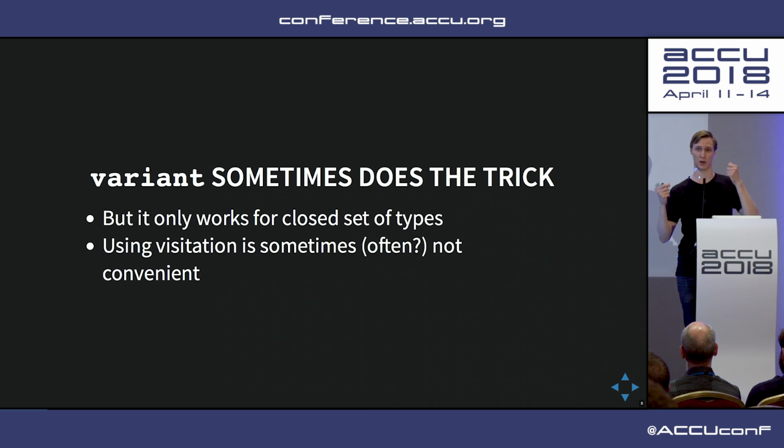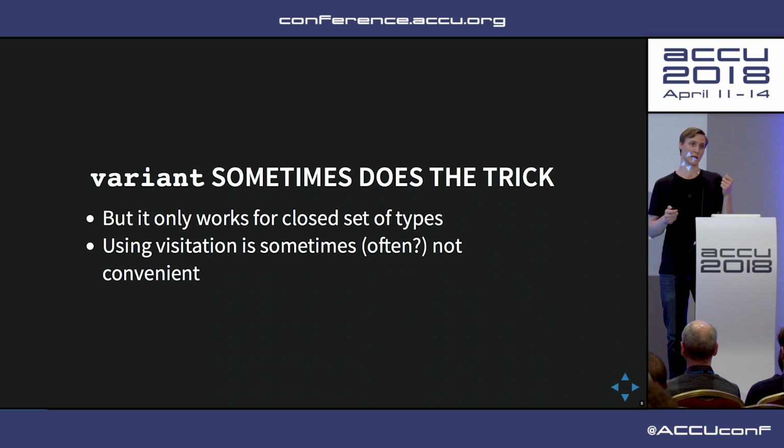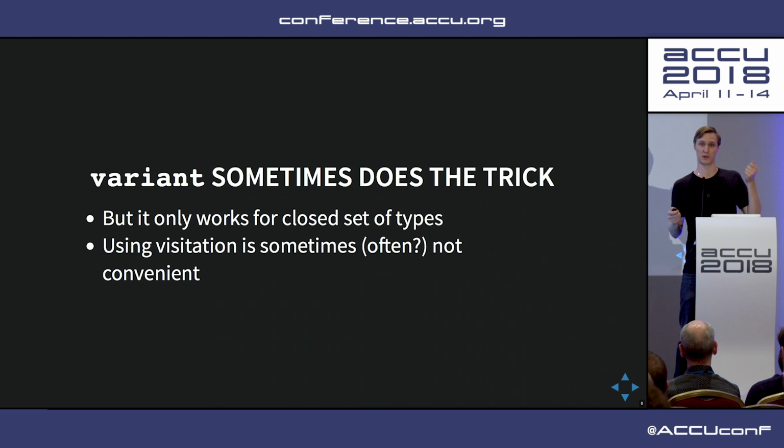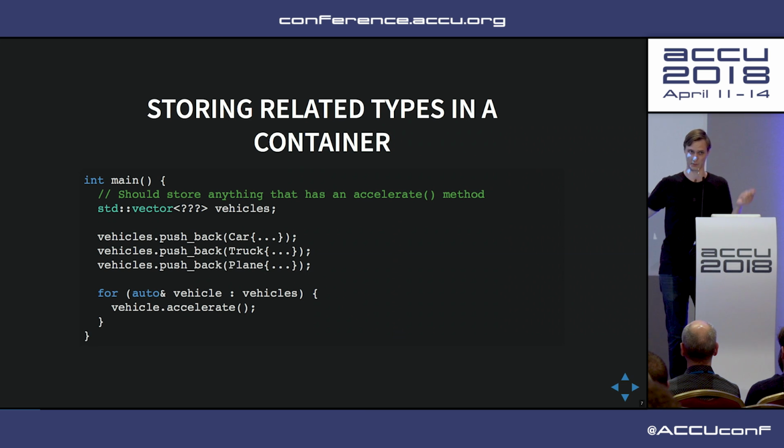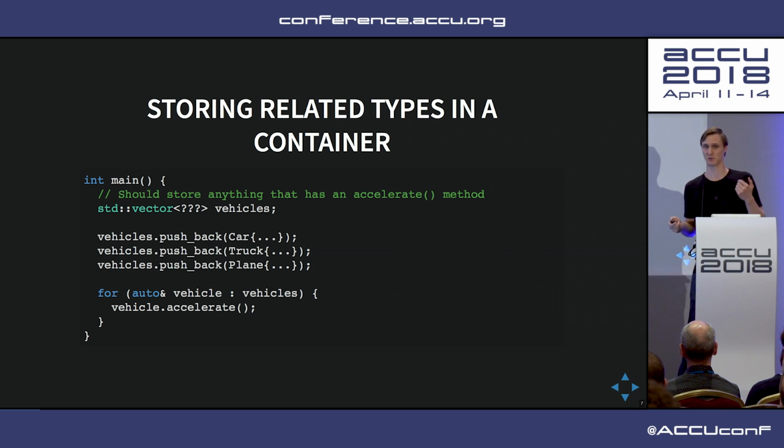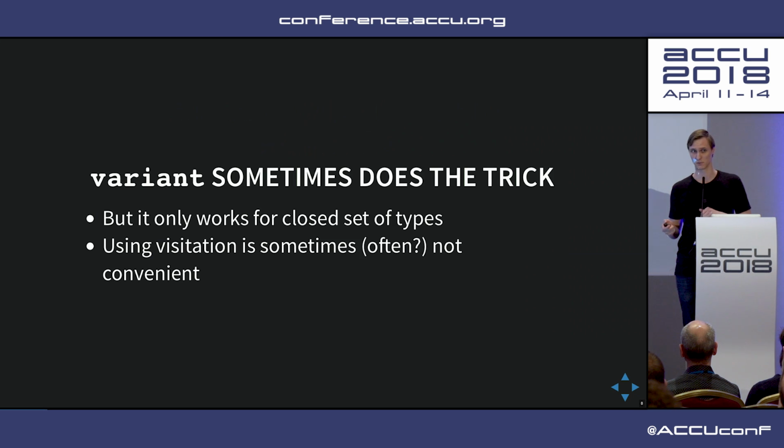The real big deal is that you have to be able to enumerate your types in advance, which is a big, big restriction. Because imagine you have a library with an API that accepts any vehicle, for example, okay? And you don't know what vehicles you're going to get up front because your users might decide to create a new type of vehicle. So you can't possibly take a variant in your API then.